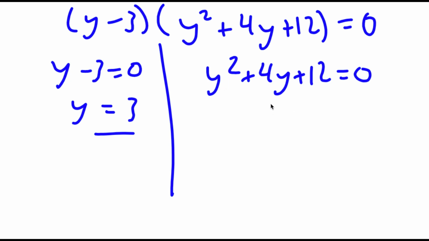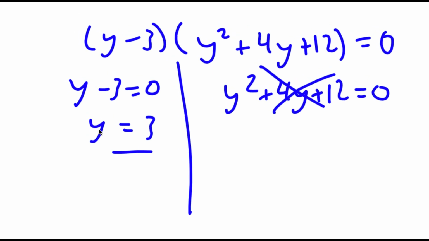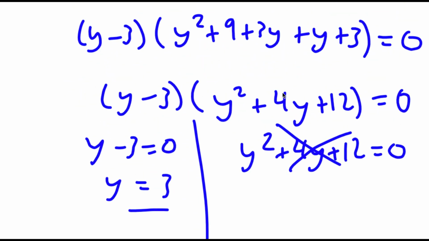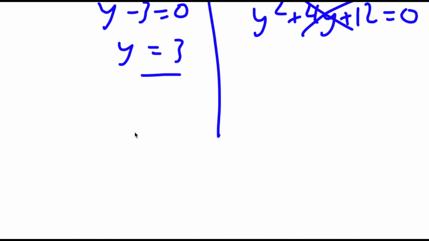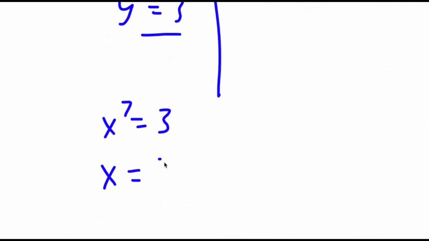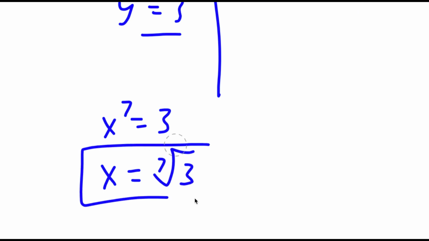And I'm not going to waste your time actually plugging them in, but if you do, you end up getting that it's less than 0, so this won't work out. So y equals 3 is my only solution to this equation. Now remember how we let x to the power of 7 equal y. So now I have x to the power of 7 equal 3, meaning x is equal to the 7th root of 3.